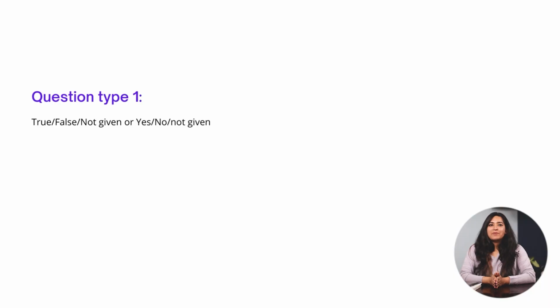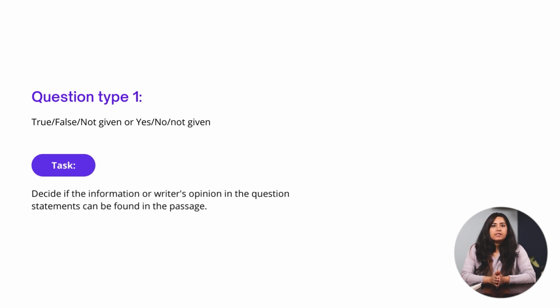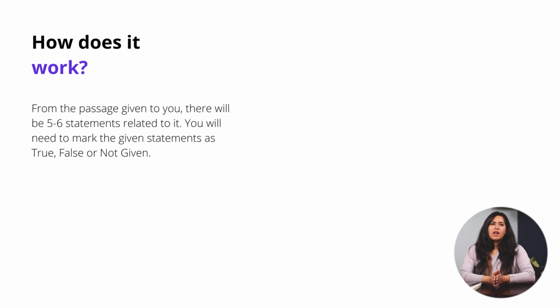The first question type that we're going to go through is true, false, and or not given. Just to refresh your memory for this task, you will have to decide if the information or the writer's opinion in the question statements can be found in the passage. So, how does this work? From the passage given to you, there will be 5 to 6 statements related to it. You will need to mark the given statements as true, false, or not given.